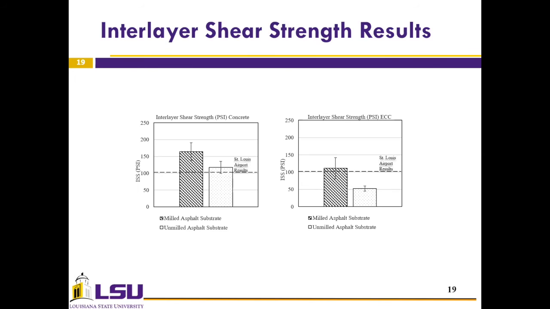The difference between the results for concrete on top of asphalt and ECC on top of asphalt is mainly attributed to the presence of aggregates inside the concrete composition that get in contact with the fracture surface of the asphalt, increasing the mechanical bond.